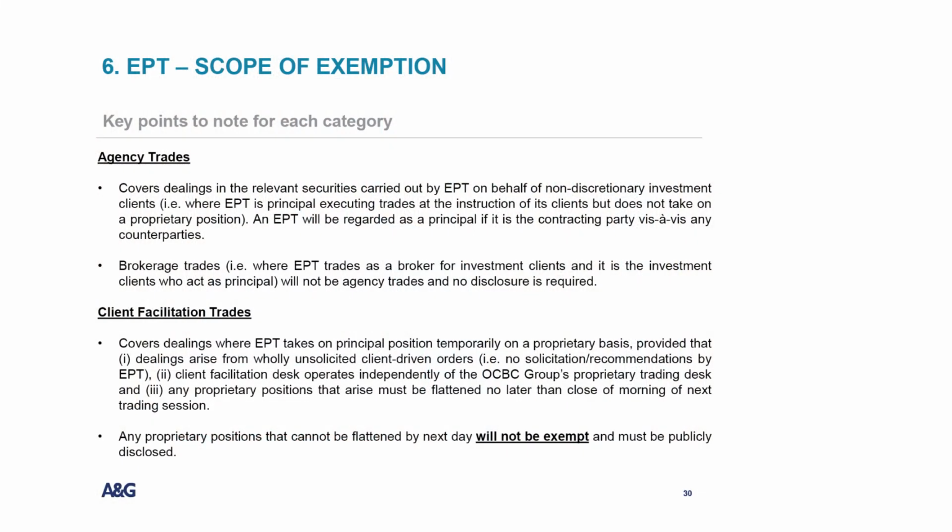So the broker is free to carry on dealings without being subject to these restrictions. Then the next category is client facilitation trades. These are trades where the EPT takes on a temporary proprietary position to essentially facilitate client activities. There are certain conditions that have to be met before this can qualify as a client facilitation trade. There are essentially three conditions.